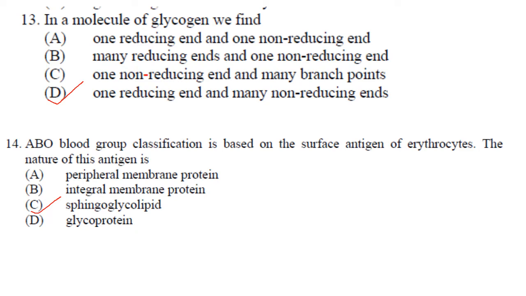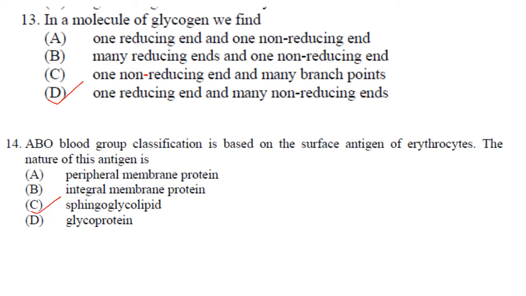Next one. In a molecule of glycogen, we find option A, one reducing end and one non-reducing end. This is a direct question. Option B, many reducing ends and one non-reducing end. Option C, one non-reducing end and many branch points. Option D, one reducing end and many non-reducing ends. Glycogen is a branched polysaccharide and it has one reducing end and many non-reducing ends. So option D is the correct answer.